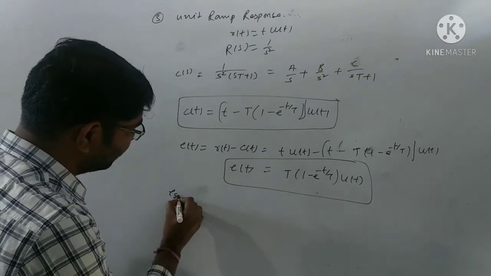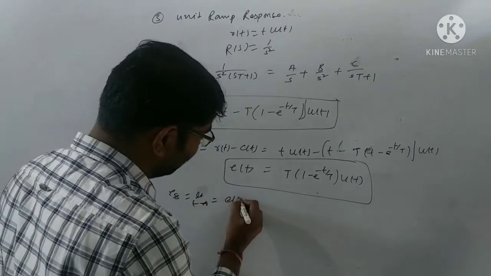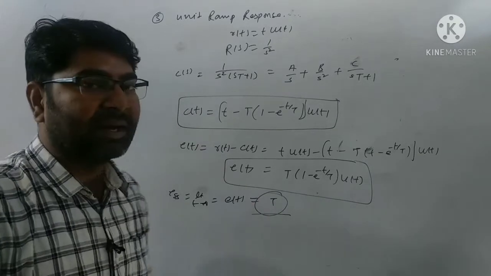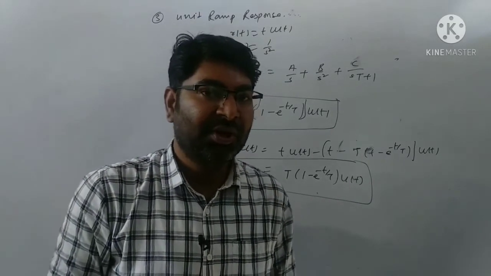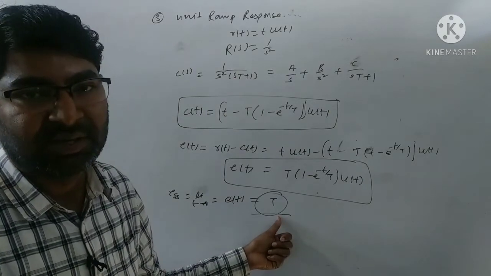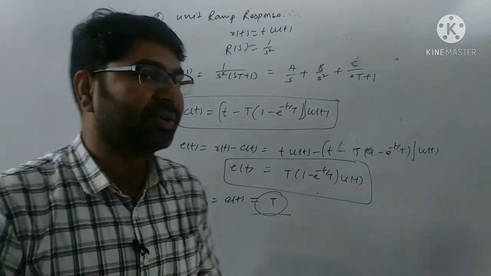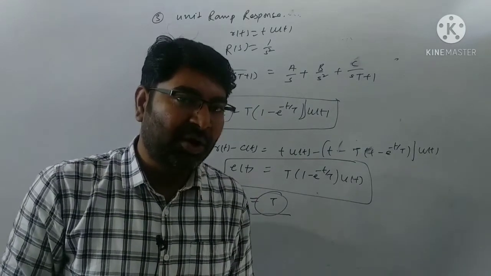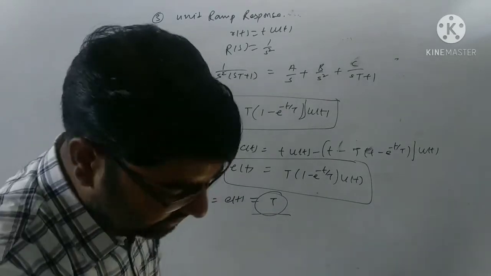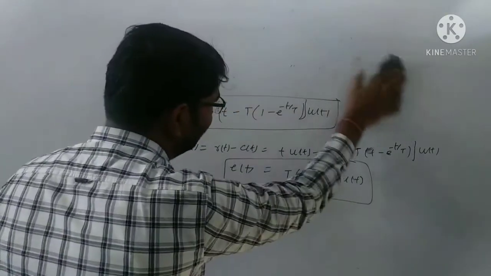And what about the steady state error? That is limit t approaches to infinity e(t), and you will get T. This is my steady state error at t equals to infinity, which is a constant error, that is T. So this is how we are going to deal with the different types of input to the first order system, and we observe the steady state error and the response for the different inputs.